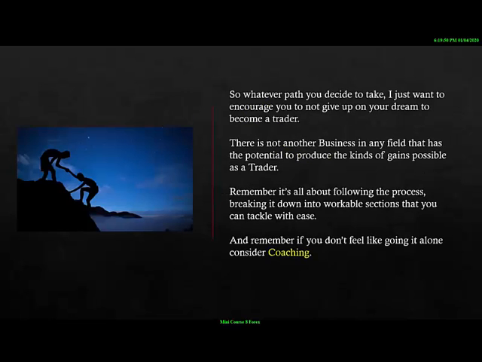So whatever path you decide to take, I just want to encourage you not to give up on your dream to become a trader. There is not another business in any field that has the potential to produce the kinds of gains possible as a trader. Remember, it's all about following the process, breaking it down into workable sections that you can tackle with ease. And remember, if you don't feel like going it alone, consider coaching.